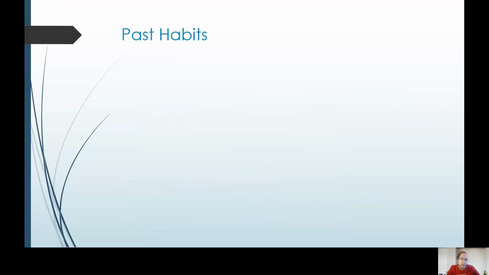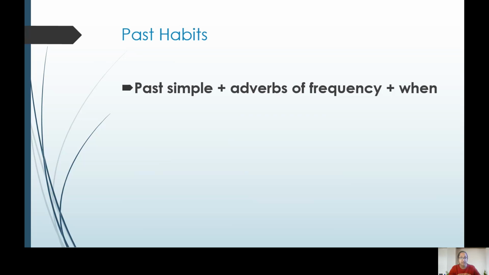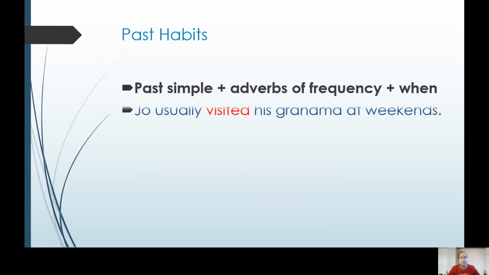Now, if we look at the past habits, we can use the past simple with an adverb of frequency to show past habits. We need to say when the action happened though, because with past simple, we need some kind of time frame. For example, Joe usually visited his grandma at weekends when he was a child, for example.